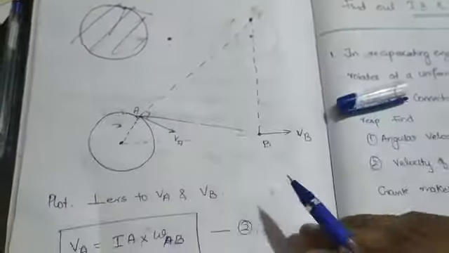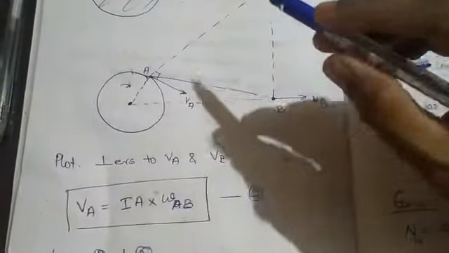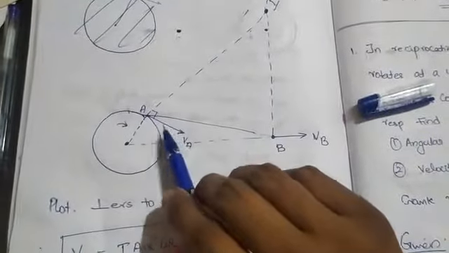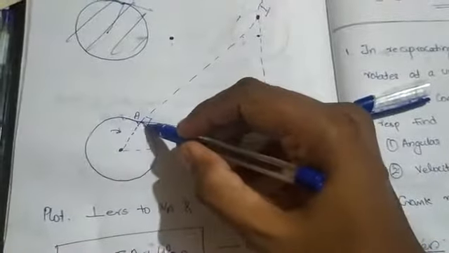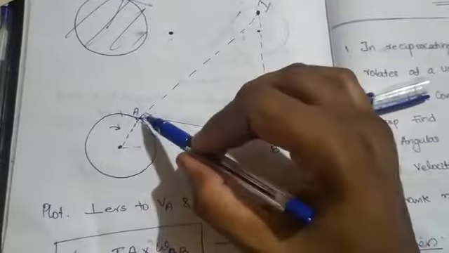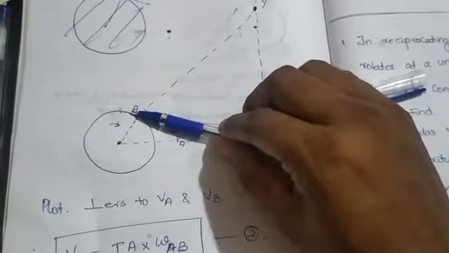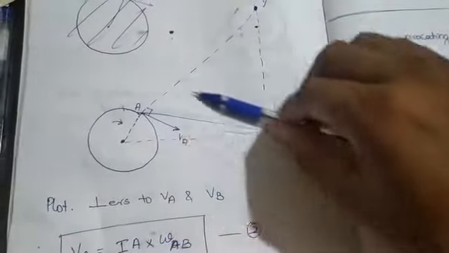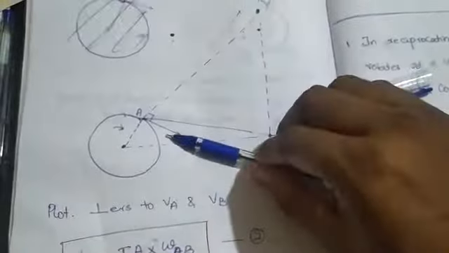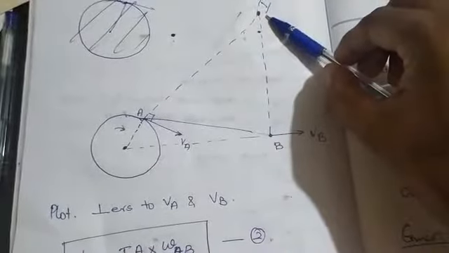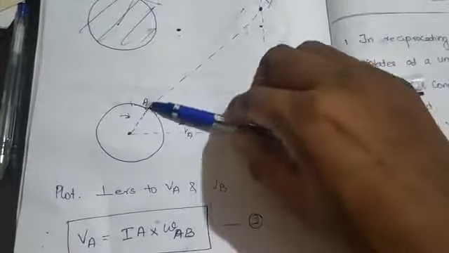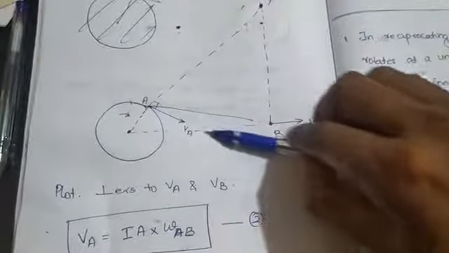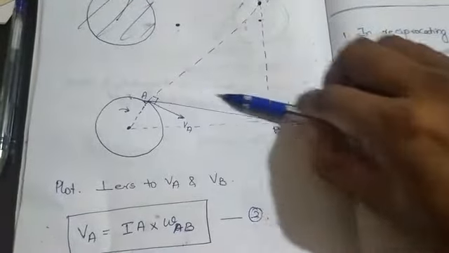Now the important thing is that VA is nothing but the velocity of the crank at point A. It is R into omega. Also, at the same point the connecting rod is connected, right? For the connecting rod, this is a general plane motion, so in that case you can apply the instantaneous center method. VA is equal to IA into omega AB, that means the angular velocity of the connecting rod.